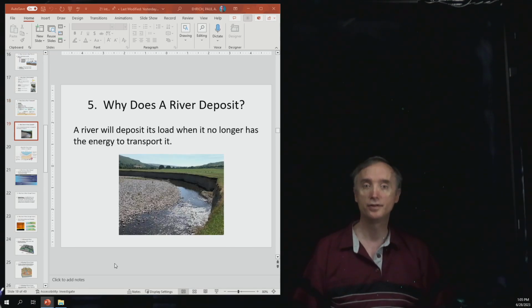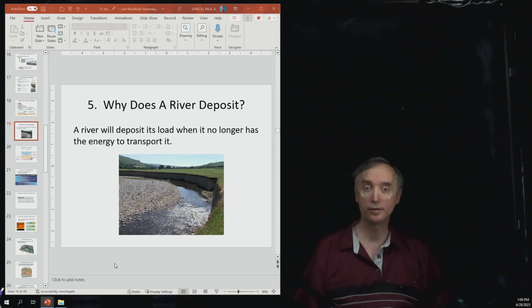So why does a river deposit material? Okay, it's going to depend on two things. It's going to depend on the speed of the river, and it's going to depend on the size of the particles that are moving. And so a river is going to deposit its load when it no longer has enough energy in order to be able to transport it.